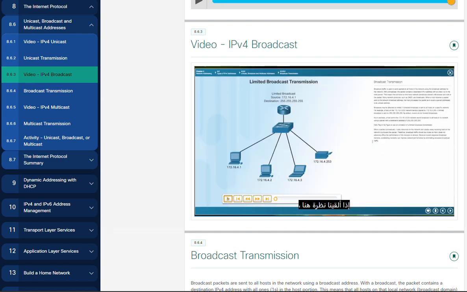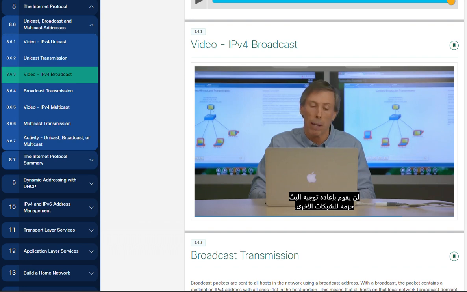So if we take a look here, the packet leaves the source 172.16.4.1, and notice that our Ethernet switch flooded out the packet out all ports except the incoming port, and it was received by every device on the network. Now, when this router receives the broadcast, it will not forward the broadcast packet to other networks. But a broadcast means every device on the network will receive the IPv4 packet.